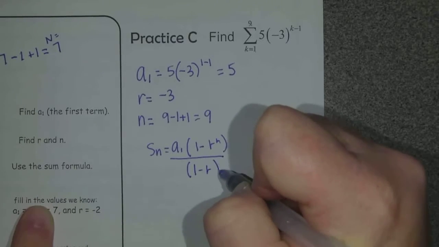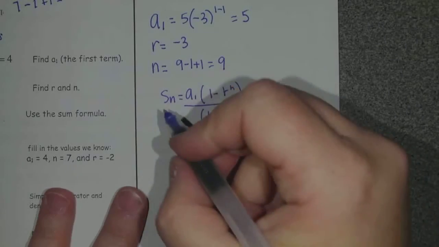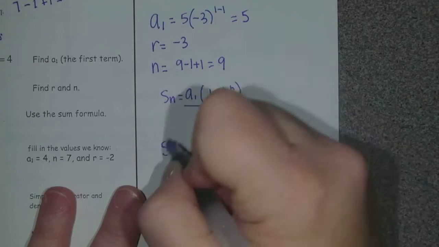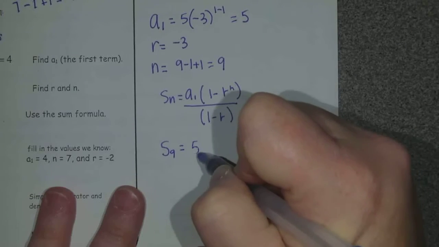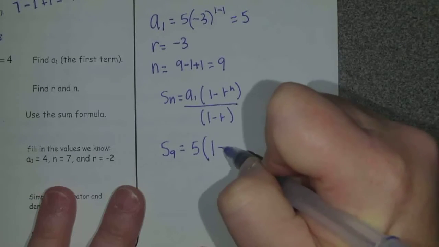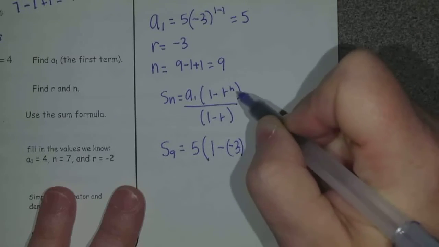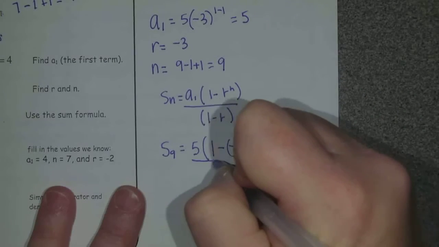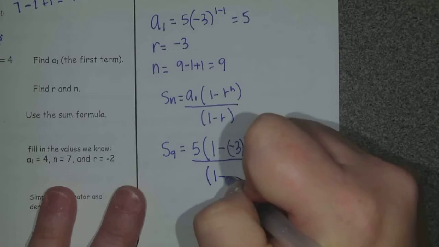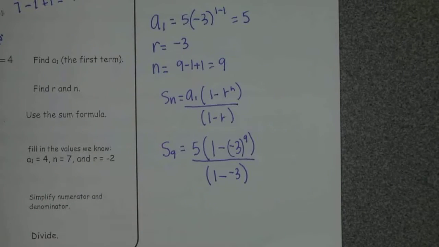Okay, we're going to rewrite that formula from the other page so that we can substitute into it. And we can do the math to find our sum. So here's my formula. And I'm going to substitute in. I'm finding the sum of the first 9 terms. My A1 value is 5. My common ratio is a -3. I'm raising that to the number of terms power, which is 9. And then 1 minus the common ratio again, which is a -3.